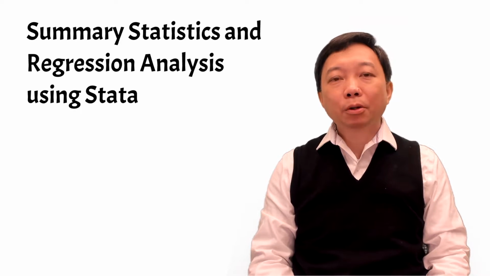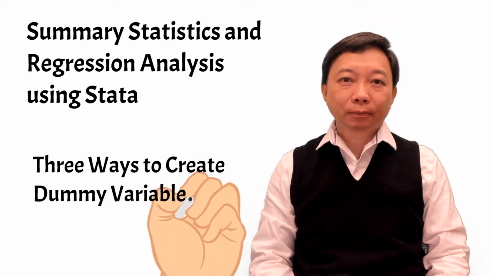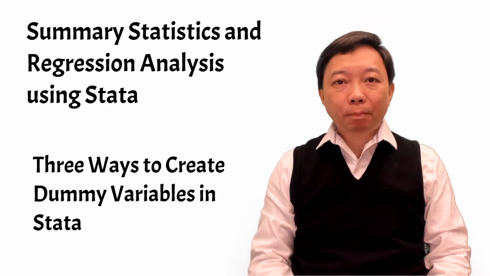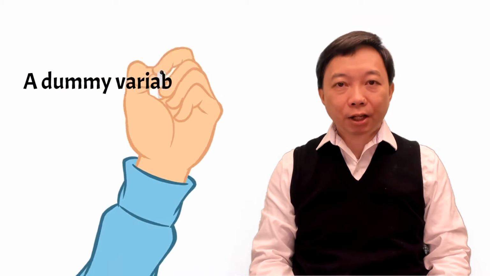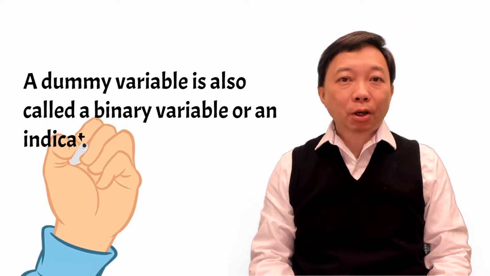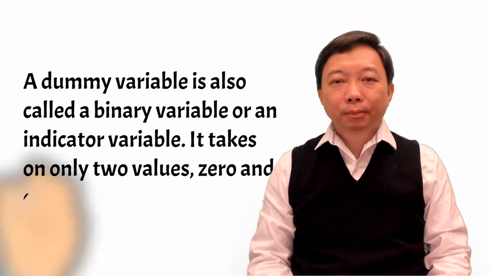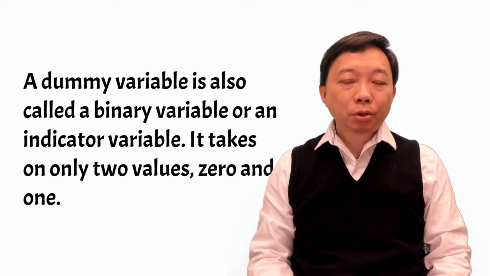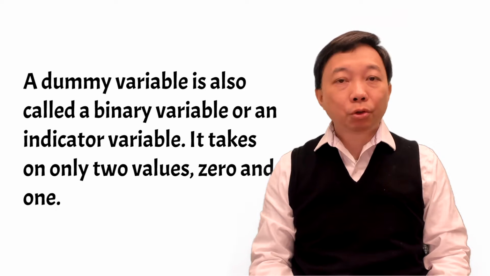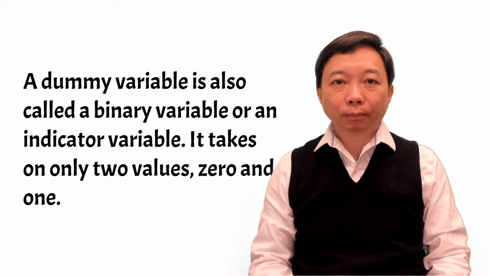We will talk about how to create dummy variables in Stata. A dummy variable is also called a binary variable or an indicator variable. It takes on only two values, 0 and 1. These two values are used to put each observation into one of two groups represented by 0 and 1.